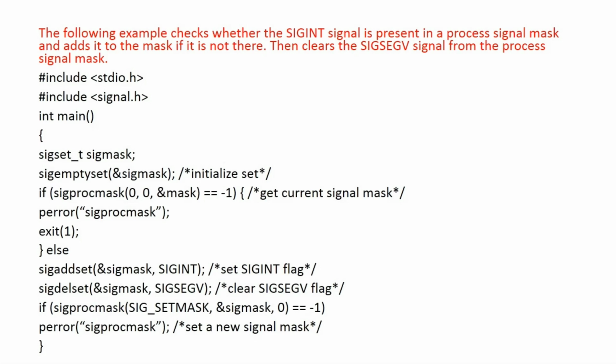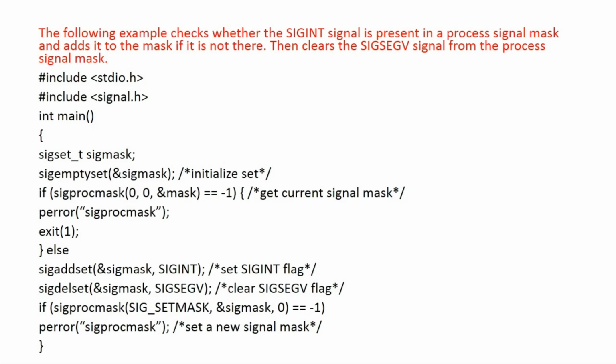If the API returns 0, then you are going to call sigaddset to add the signal SIGINT to the signal mask. After that, you call the API sigdelset just to remove the signal, that is the segmentation fault signal, SIGSEGV, clearing it from the flag.